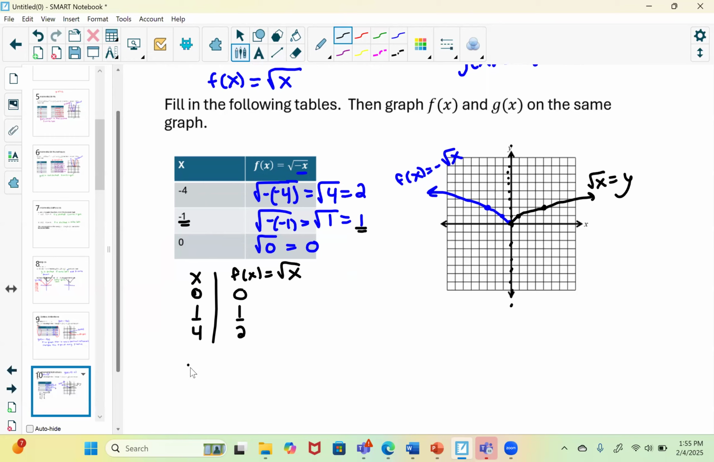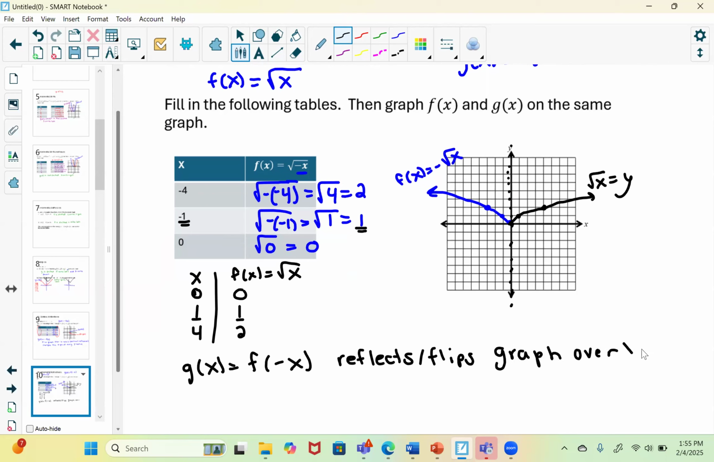And so when we have g of x equals f of negative x, it reflects, or flips, the graph over the y-axis, right? And it's called a horizontal reflection, because we're flipping it left and right, which is horizontal. So this reflects it over the y-axis.